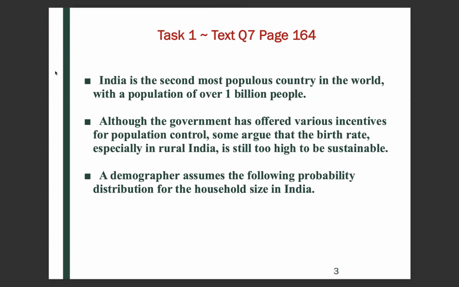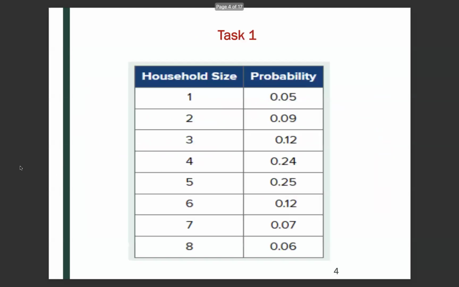So task 1. India is the second most populous country in the world with a population of over 1 billion people. Although the government has offered various incentives for population control, some argue that the birth rate, especially in rural India, is still too high to be sustainable. A demographer assumes the following probability distribution for the household size in India.